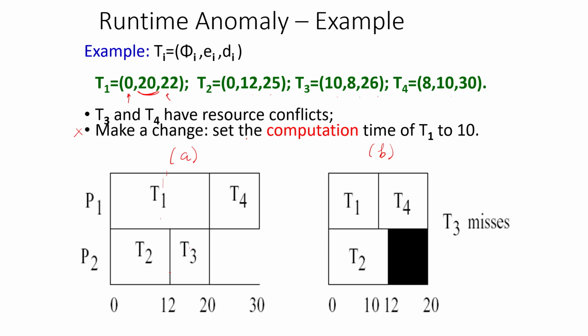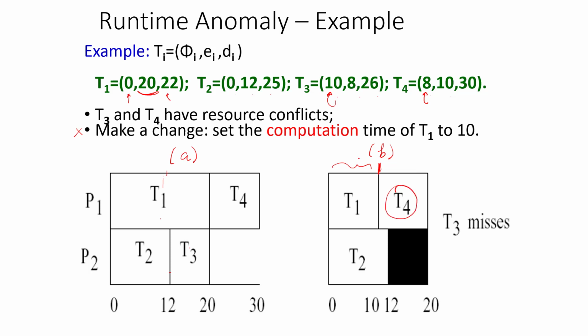Now we make a small change. We set the computation time of T1 to 10. If we change the computation time of T1 to 10, then T1 becomes shorter. But when this finishes, T4 would have already arrived at 8, so T4 would be there. And T3 would also arrive at the same time. So here again, something quite interesting can happen. If we decide to run T4 and not T3, because we can't run them together.